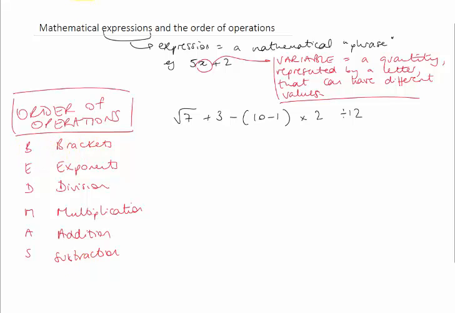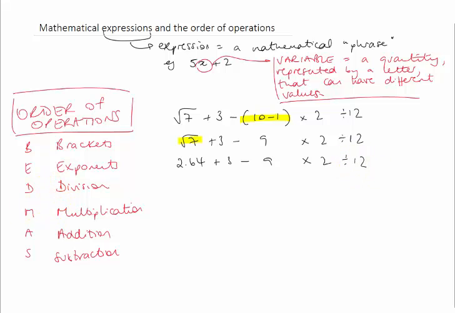So first of all, how about brackets? I can see some brackets here. There we go, so we've got to sort that out first. So we've got square root of 7 plus 3 minus 10 minus 1 is equal to 9, times 2 divided by 12. Okay, so we've done that. Now how about some exponents? Here I see an exponent. Square root of 7 is the same as saying 7 to the power 1/2. This counts as an exponent. If I calculate that in my calculator, I'm just going to use 2 decimal places here, so it's 2.64 plus 3 minus 9 times 2 divided by 12. Okay, so we've done that.